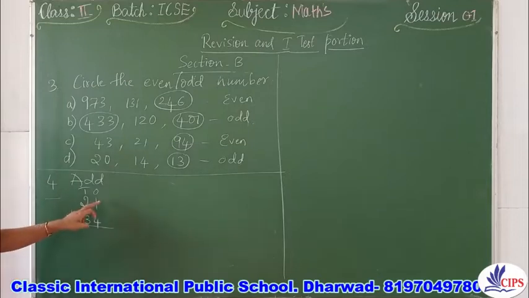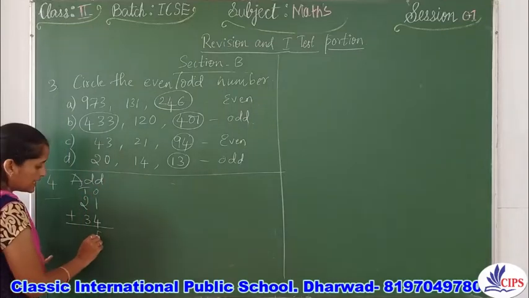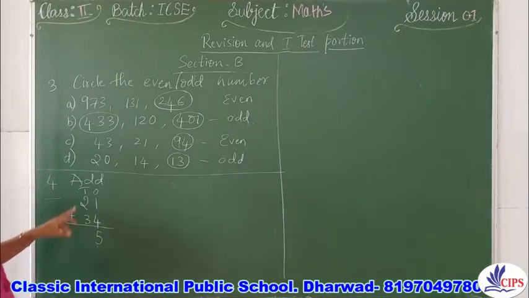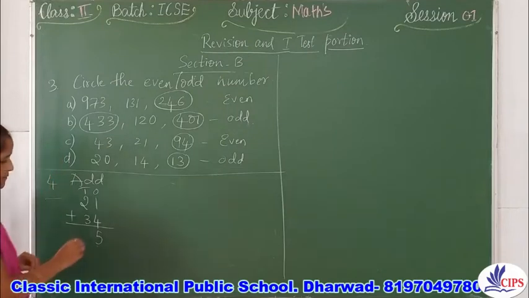You have to start adding from the ones place. 1 and 4: 1 in the mind, 4 in the hand. 1 plus 4 is 5. At this step you need to be very careful, and you have to be very fast. 2 in the mind, 3 in the hand, 2 after 3, 4, 5. So you will have simple addition here, not the carryover.